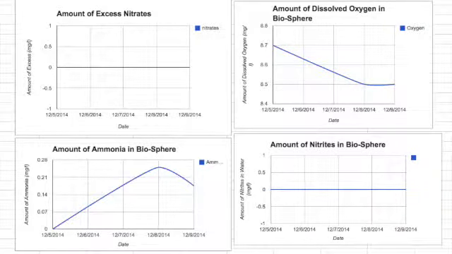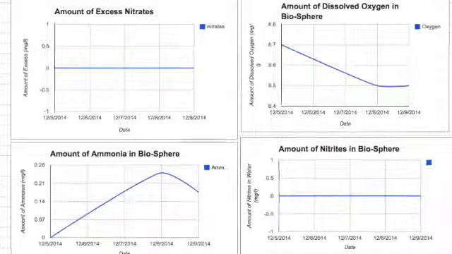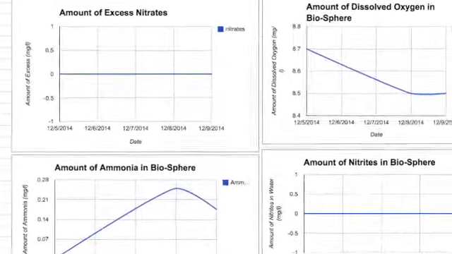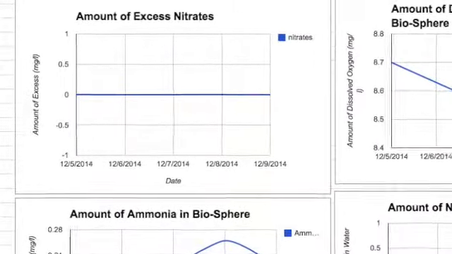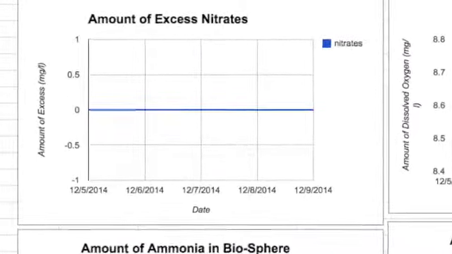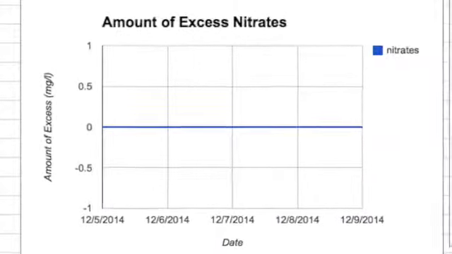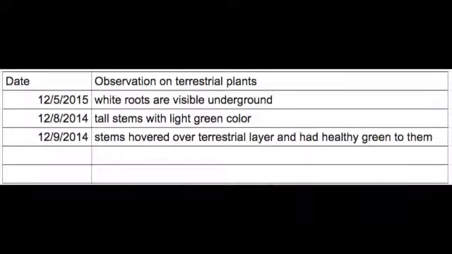These graphs show that overall, we had a very great ecosystem. It also represents that it's possible to have a fully functional, self-sufficient ecosystem. As you can see from the graph, our amount of excess nitrates stayed at a steady zero. This is good because it means that we didn't have too many nitrates to the point of hurting our biosphere, and too little also hurting our biosphere. One set of qualitative observations was of our terrestrial plants. We saw growth from white roots that were barely visible underground to many tall shoots with very healthy green.